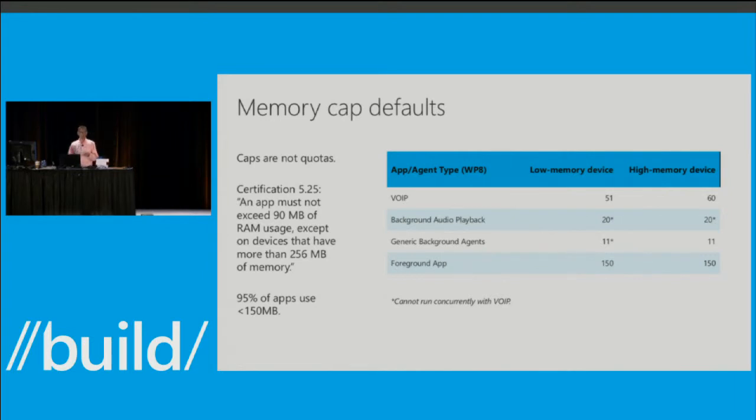We don't run GBAs on a low memory device if there's a VoIP call ongoing. So that's one of the cases where we prevent those from launching. We'll queue them up so that they'll launch eventually, but not while the call's ongoing. Whereas with a high memory device, we do have enough spare capacity to allow the GBAs to continue to run.